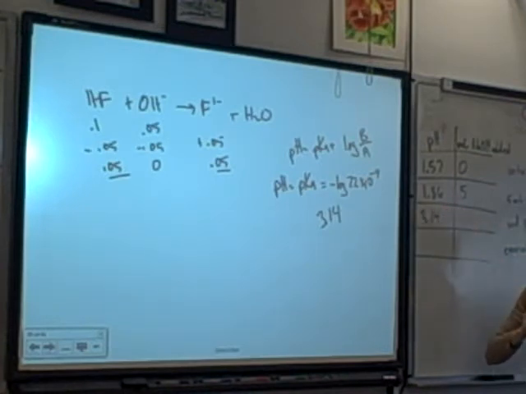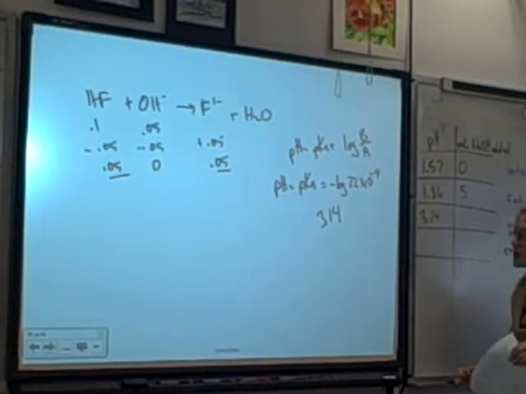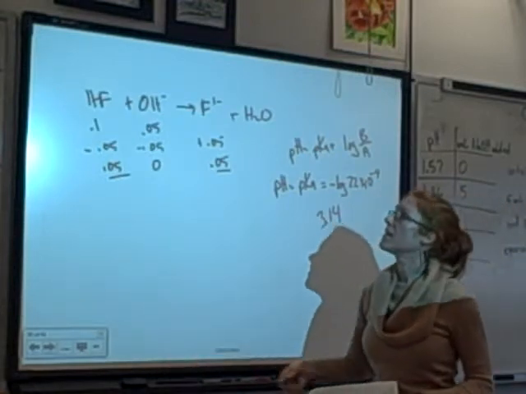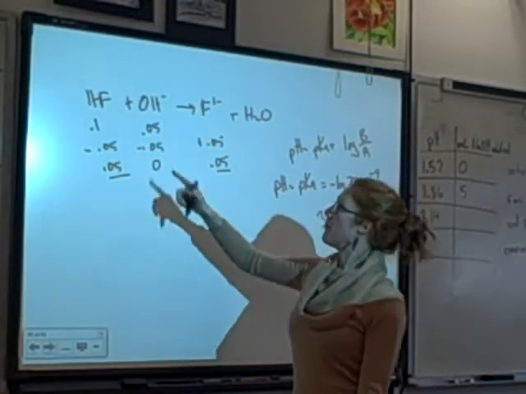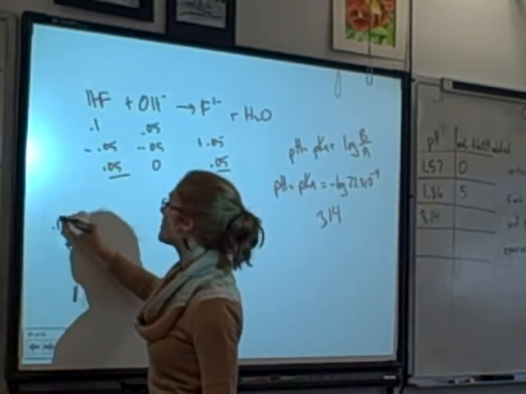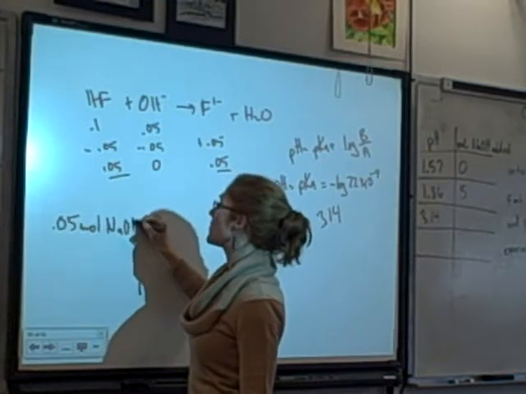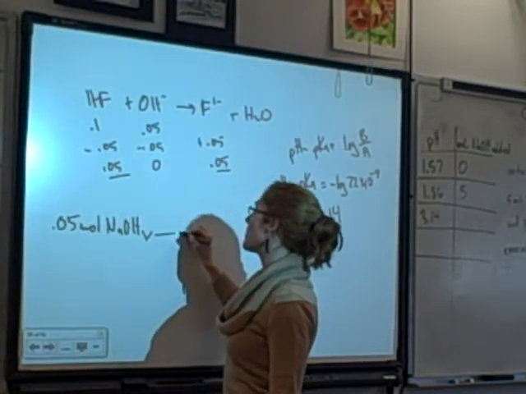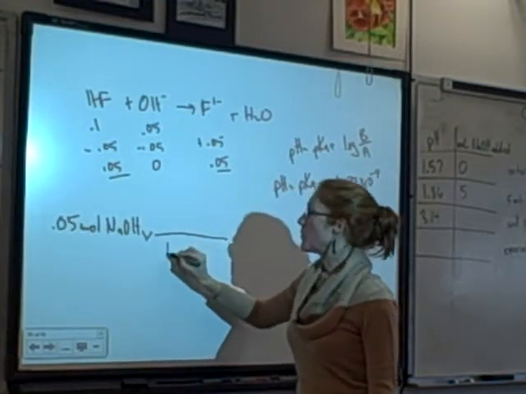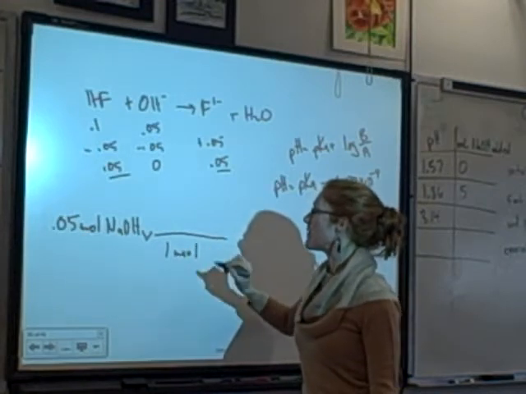But I still need to know the volume. So how much sodium hydroxide did I add to get to this point? I don't know, but I added 0.05 moles of sodium hydroxide. I can use molarity to relate the moles and the liters. It was 1 molar, so this will be easy for us.